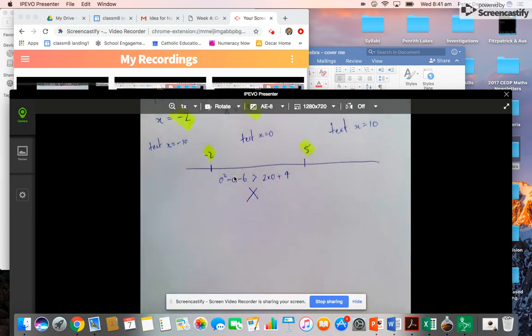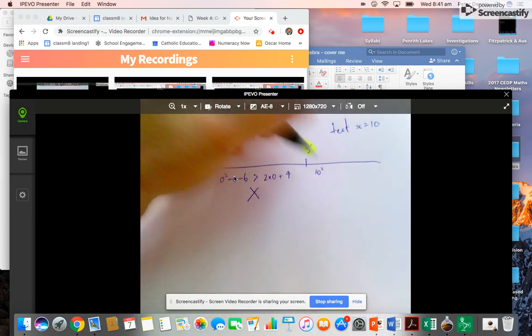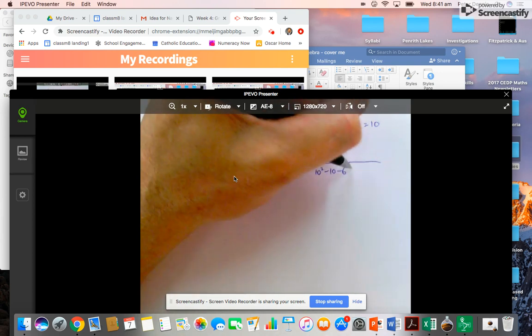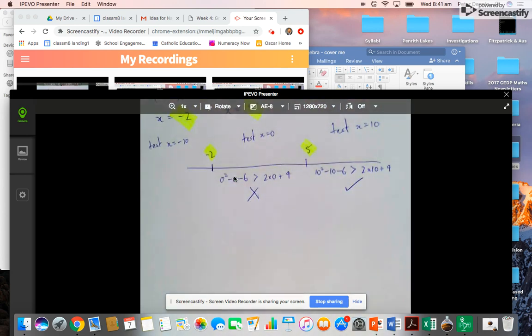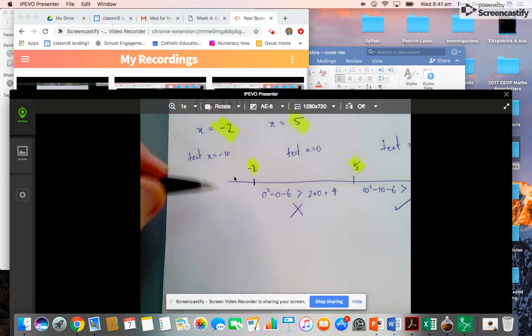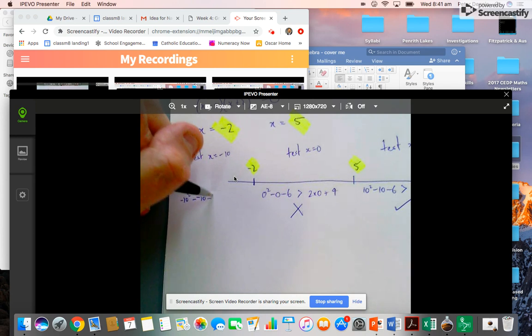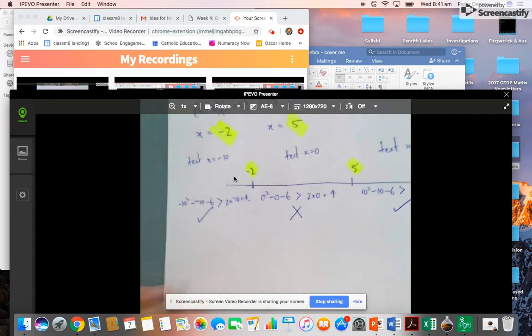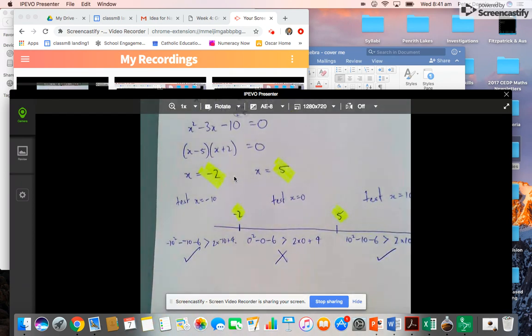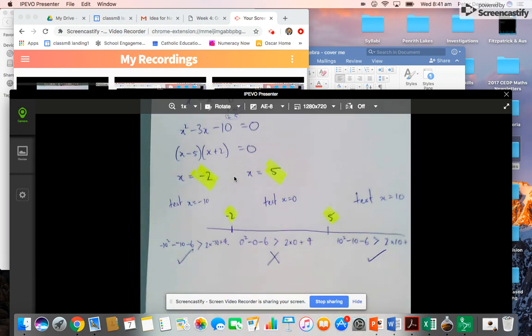So at x equals 10, I'm going to get 10 squared minus 10 minus 6. Is that greater than 2 times 10 plus 4? And the answer there is yes. So it's true for that section. And is it true for this section? I'm going to get minus 10 squared, which is 100, minus 10 minus 6. Is that greater than 2 times minus 10 plus 4? And the answer there is yes. So it's equal at these critical values. And once we know where it's equal, either side of that, it's got to be greater than or less than. Okay.